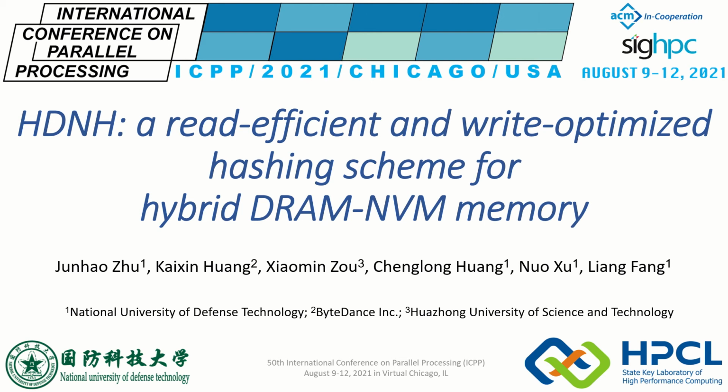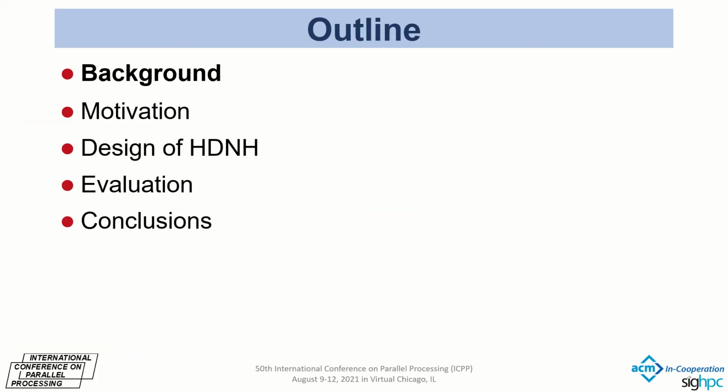The topic of my presentation is HDNH, an array-efficient and RAID-optimized hashing scheme for hybrid DRAM-NVM memory. The outline of my presentation is as follows. The first part I want to introduce is the background of this research.